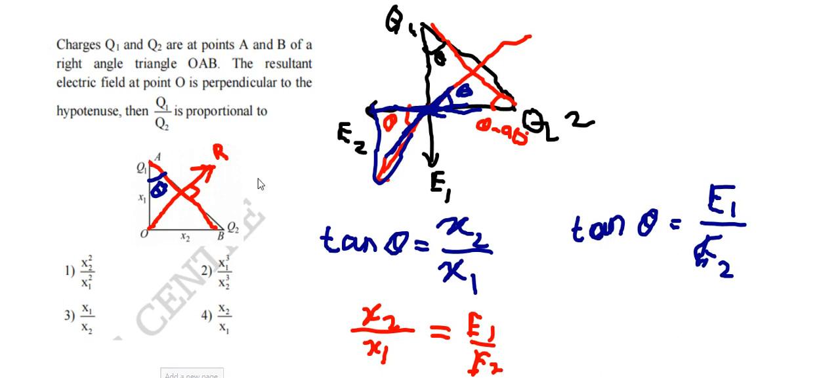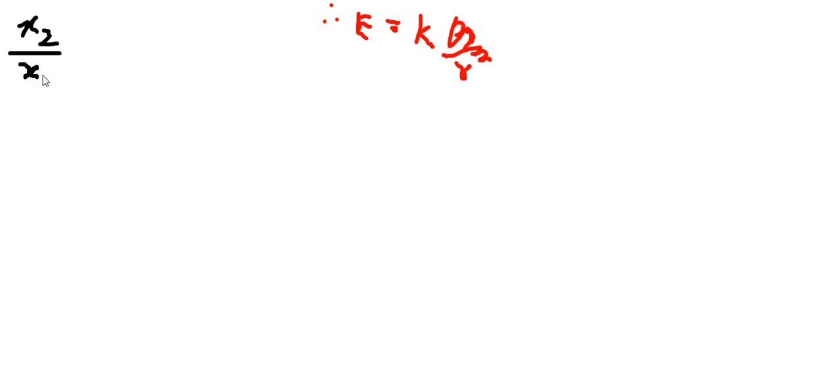So we know that E1. So what is E1? The electric field E is equal to K times Q by R square, right? Q is the charge and R is the distance. Then the above equation we wrote will be written as x2 by x1 is equal to, if it is E1, then K Q1 by x1 square.